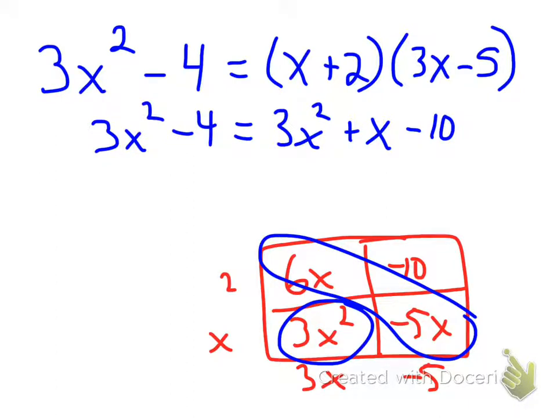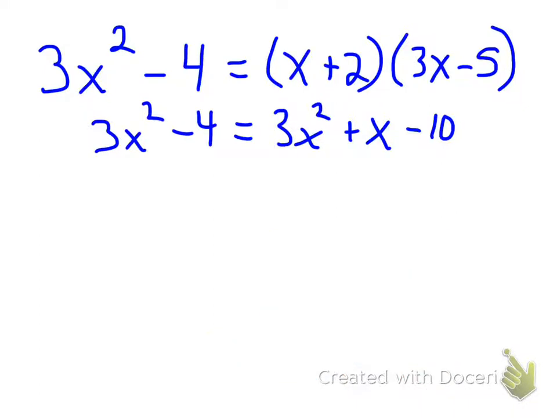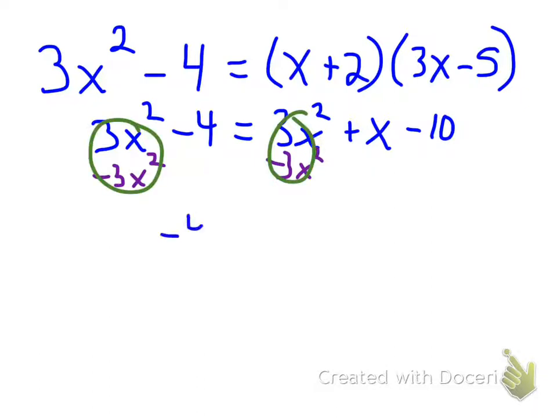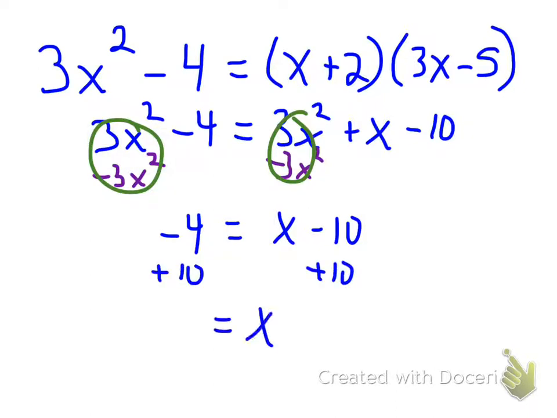Once I have this, I now can go through and solve. I no longer have parentheses. So I'm going to get my x squared to the same side. If I subtract the 3x squared from both sides, they actually drop out. So that makes a 0 and that makes a 0. I'm left with negative 4 equals x minus 10. So in one step there, after I've multiplied this out, the problem looks much simpler. I'm now going to add 10 to both sides, and I get x to equal 6.